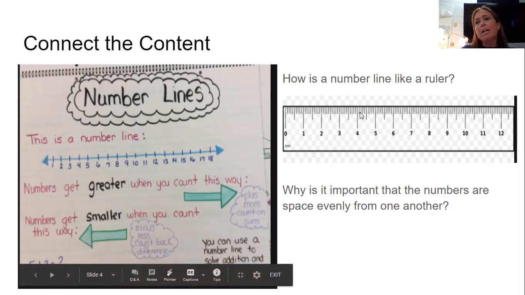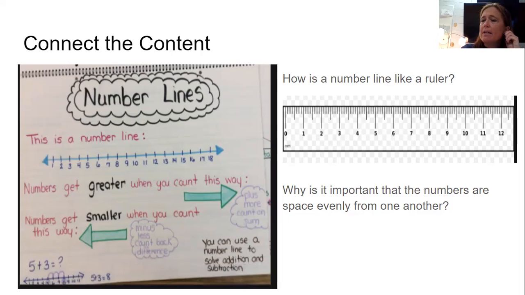Now, I know that before we left for the holiday break, we were talking about rulers and yardsticks, feet, inches, centimeters. What relationship can you see between the number line and the ruler? Give you a moment to think about that. If you said that there are numbers evenly spaced along the number line, and there are also numbers evenly spaced along the ruler, you would be correct.